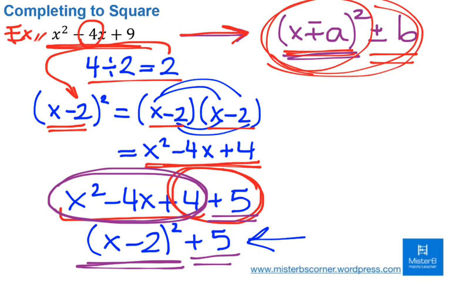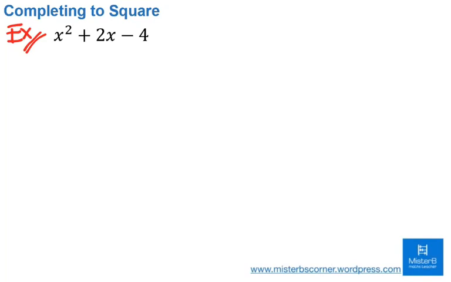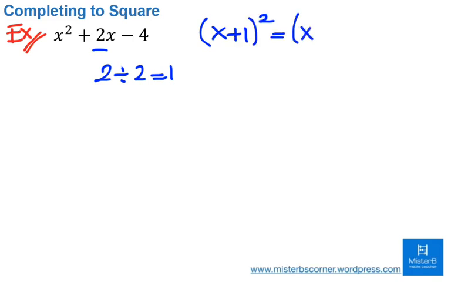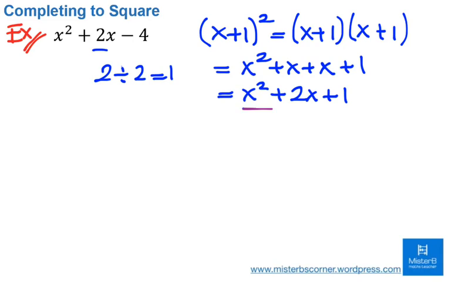Let's see another example. In this one I have 2 here, so 2 divided by 2 is 1. So basically I'm after the expansion of x plus 1 squared, which would be x plus 1 times x plus 1, and it is x squared plus 2x plus 1. Now you have to notice that the first two terms are the same, right? This is what I want, actually.